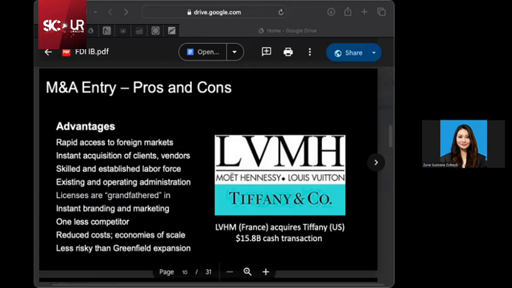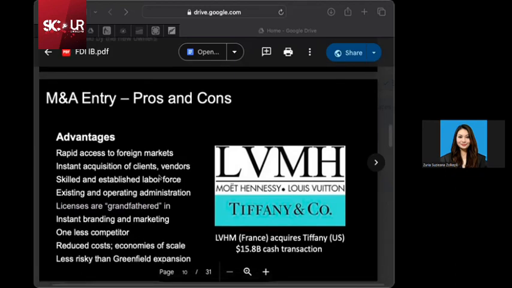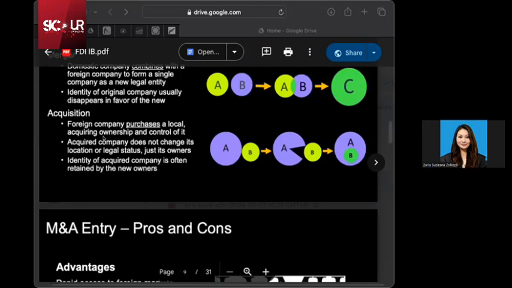Instant acquisition of clients and vendors, and you have skilled and established labor force already, because if you look here, an acquired company does not change its location or legal status, it's just the owner. So you get your personnel.